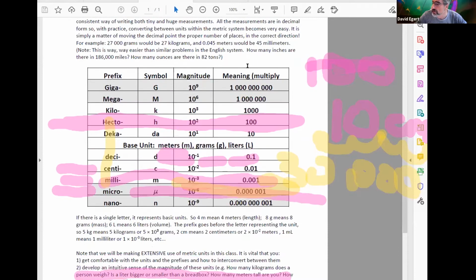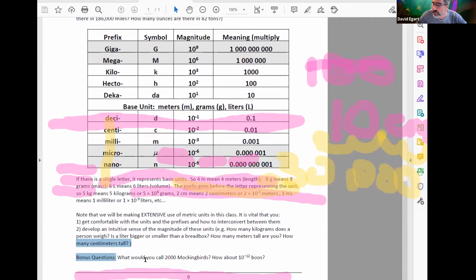Oh, and I should say, in case people were wondering, it's a joke. What is 2,000 mockingbirds? So you have to say it out loud. To Kill a Mockingbird. Exactly. It's 2 kilo mockingbirds. So that's kind of funny.